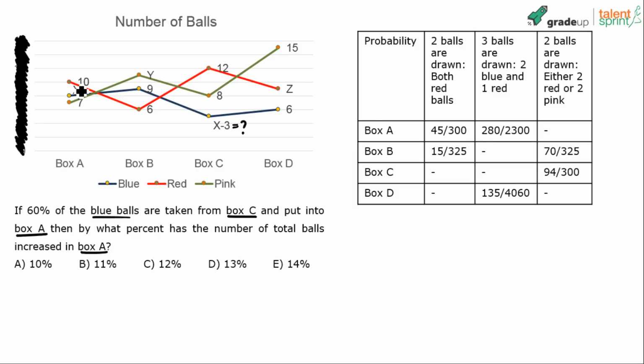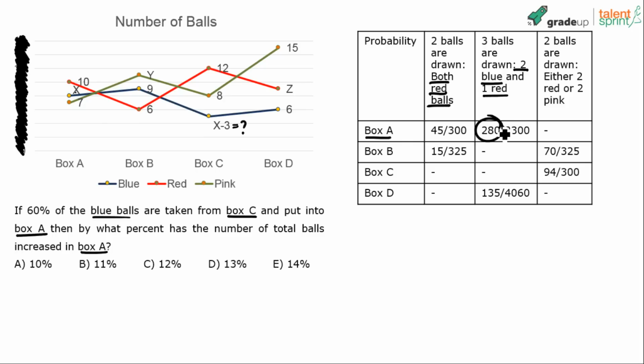Let's find out x, the number of blue balls in box A. How can you get that? If you see with respect to box A, two probabilities are known to us. But the one which involves blue is only the second probability, right? First probability is about both red balls. It won't help. The number of ways in which two red balls can be chosen is 10C2, which is equal to 45. So that doesn't really help. What will help is the second probability. The number of ways in which two blue balls and one red ball can be chosen is 280.